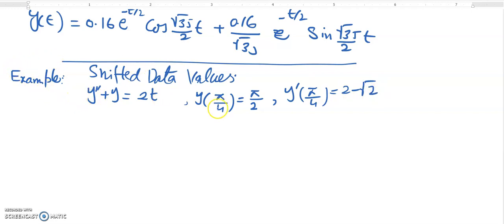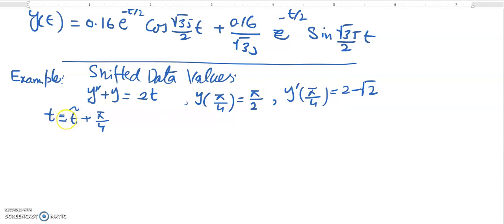So in this case, since the values are not given at time t equal to 0, when we take the Laplace transform of this equation, we will not know the values of f of 0 and f prime of 0. So what we can do is shift the time in this equation. We can say that t is equal to t tilde, this is the symbol we call tilde, plus pi by 4. Pi by 4 is this over here.